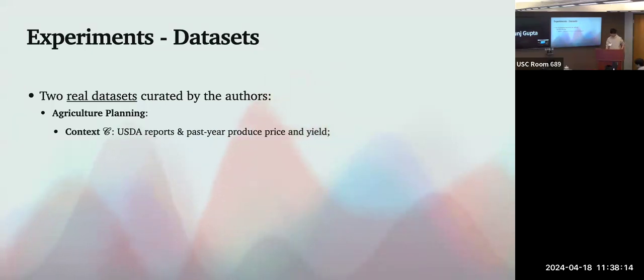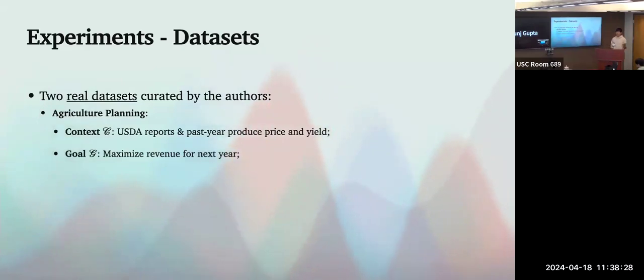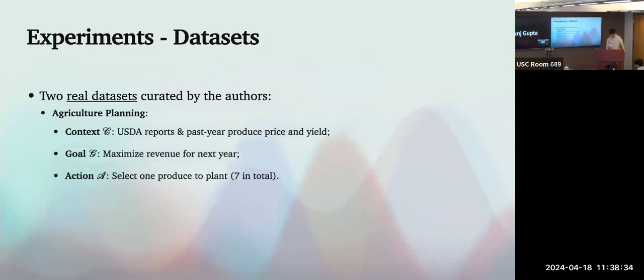We really like this one because it is a real data set where we just copy-pasted all the information from the USDA PDFs. So there's context, which are the USDA reports, and cost to produce, price, and yield. It's a bit of a forecasting problem, grounded in more realistic scenarios. We also have a goal, which is to maximize the revenue for next year, and the action is to select one product to plant.